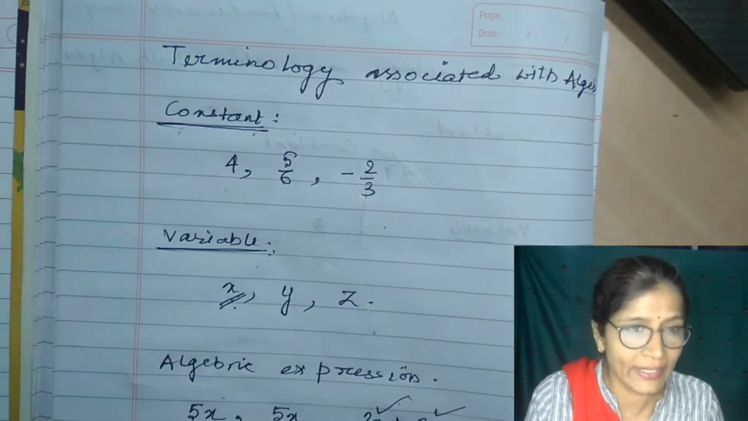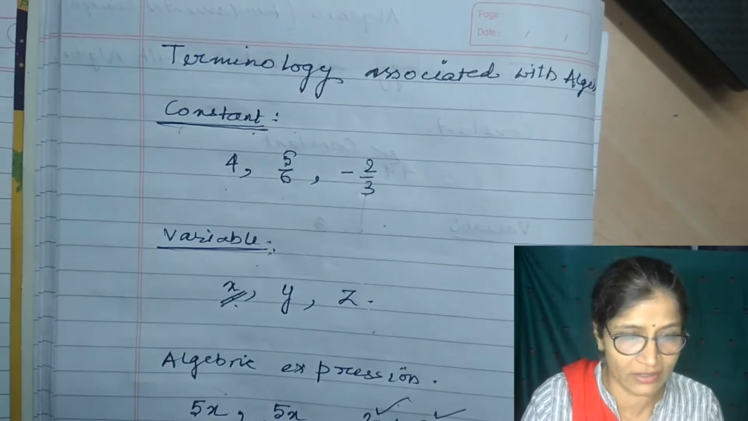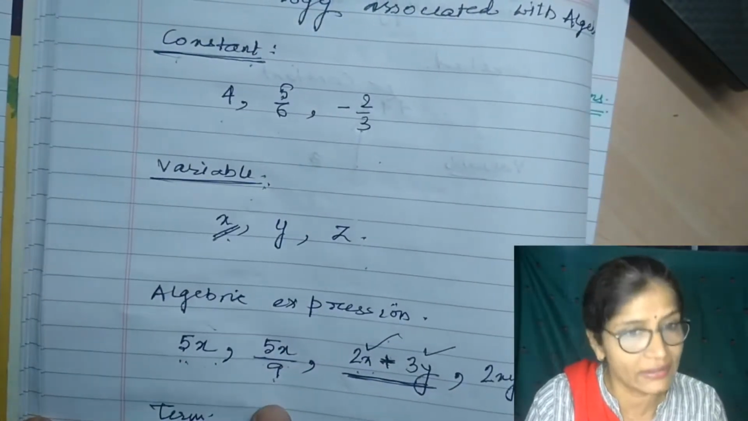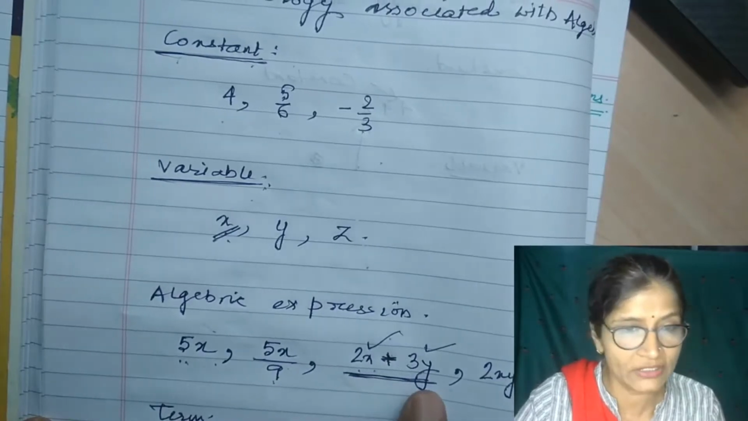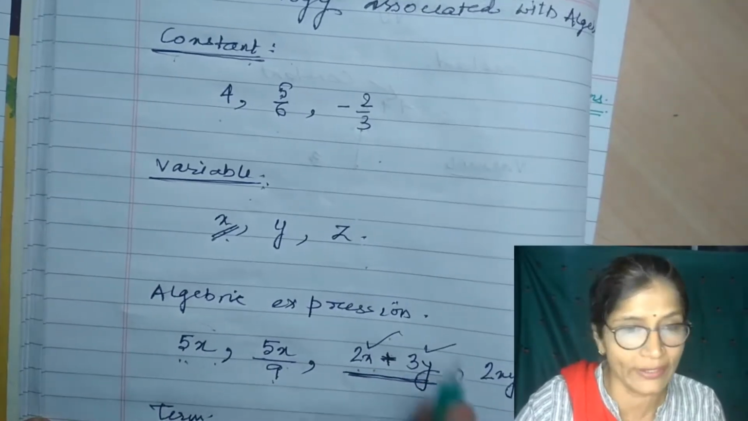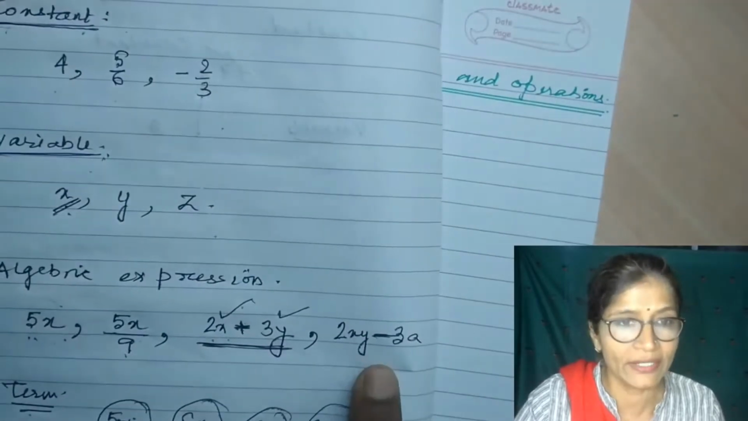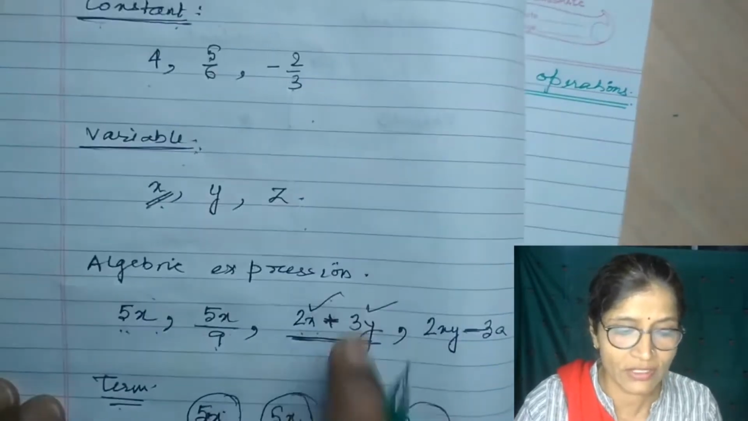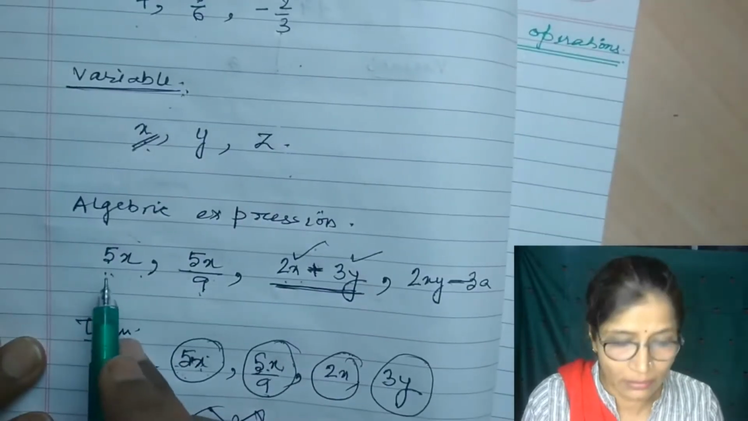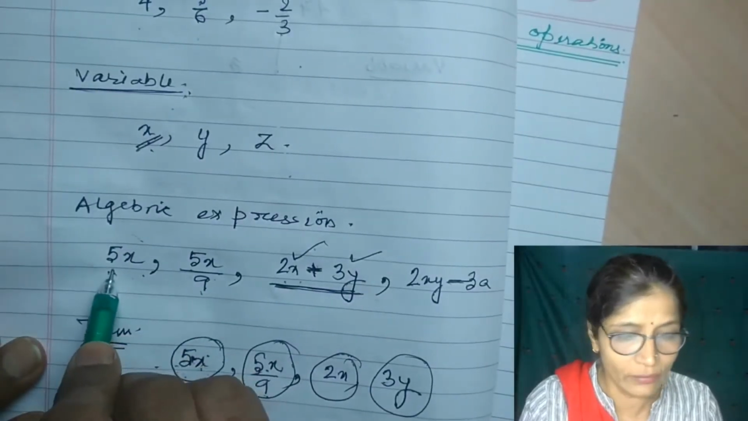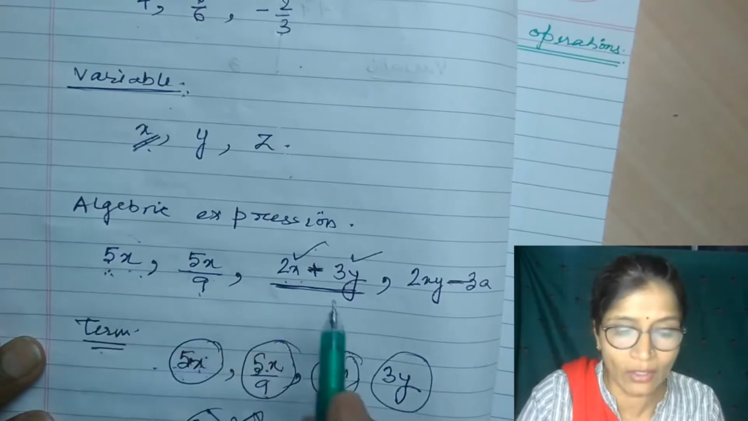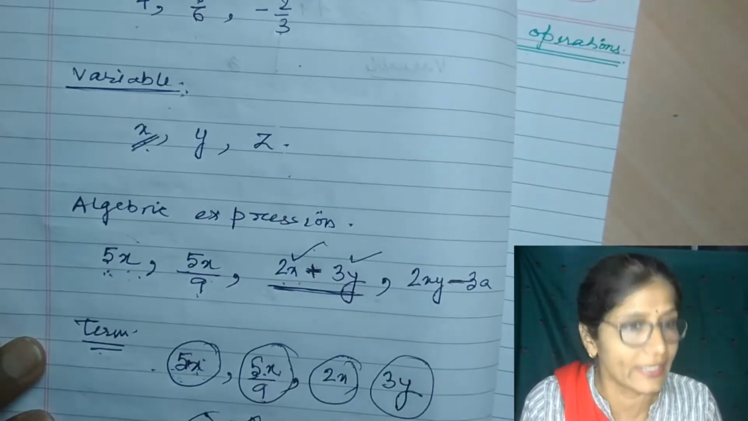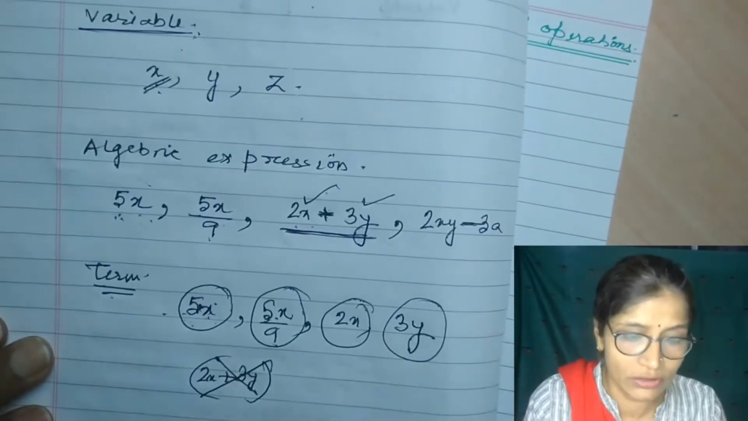Now, algebraic expression. Suppose I write 5x, then this is one expression. 5x by 9, this is another expression. 2x plus 3y, this whole thing is one expression. 2x minus 3a, this is another expression. So an expression has a constant value, it has a variable, and along with that plus and minus will be there. Then they are algebraic expressions.